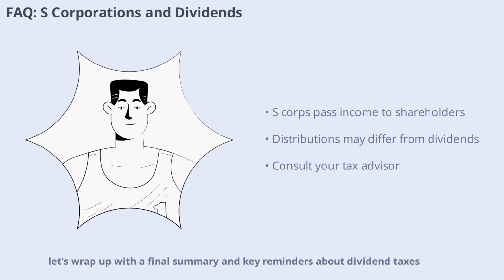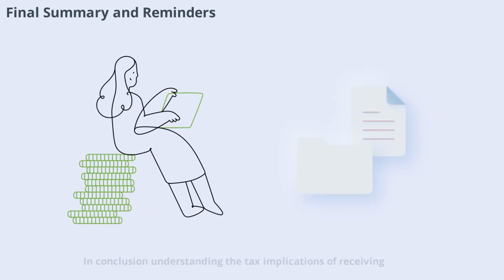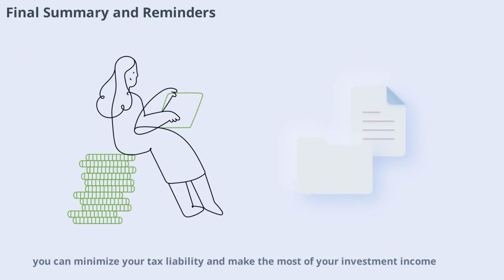Next, let's wrap up with a final summary and key reminders about dividend taxes. In conclusion, understanding the tax implications of receiving dividends is essential for smart investing. Always know the type of dividends you receive, keep accurate records, and stay informed about changing tax laws. Use tax-advantaged accounts when possible and don't hesitate to seek professional advice for complex situations. By staying proactive, you can minimize your tax liability and make the most of your investment income.